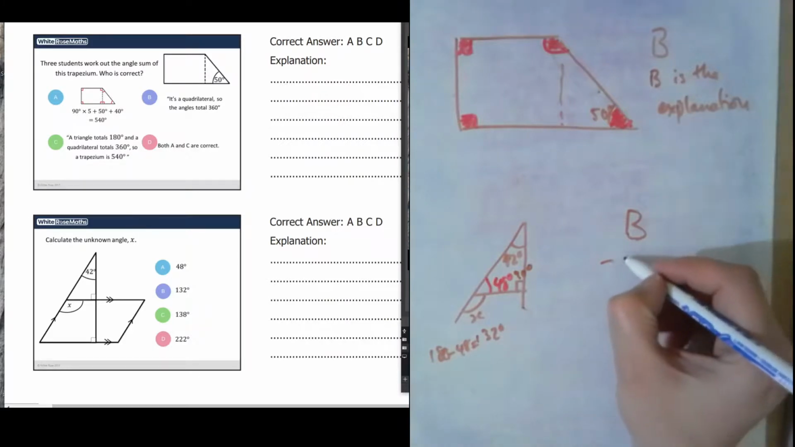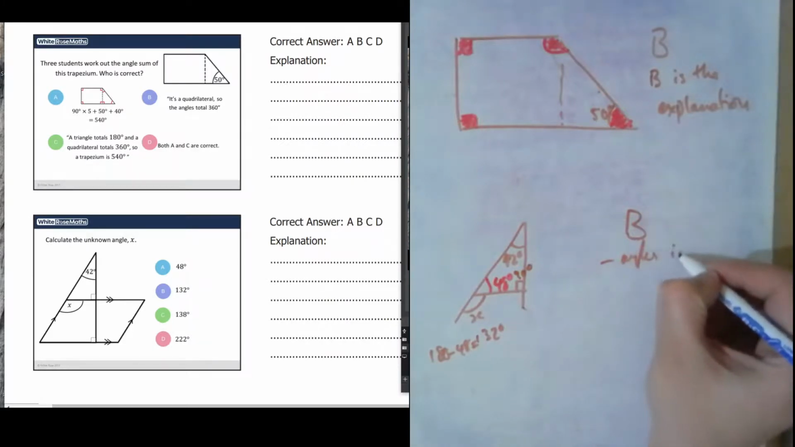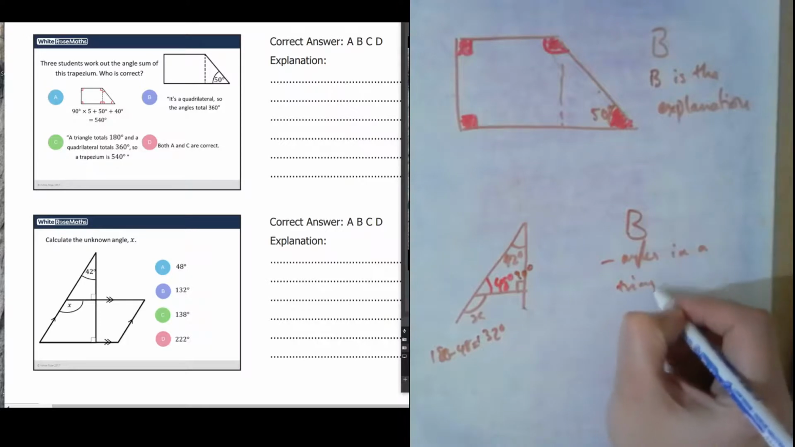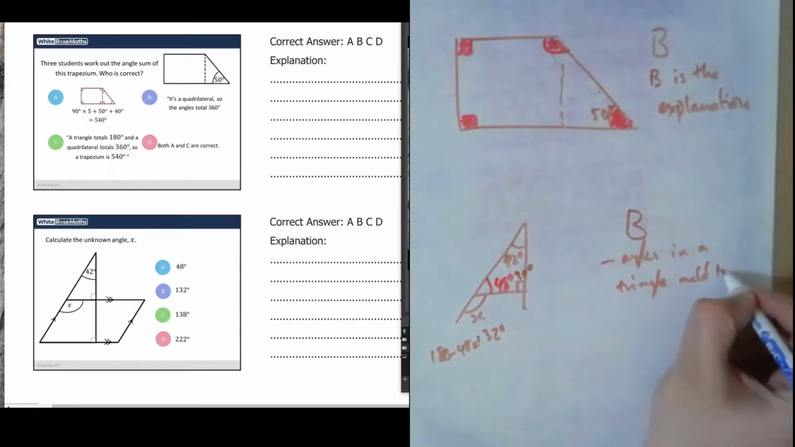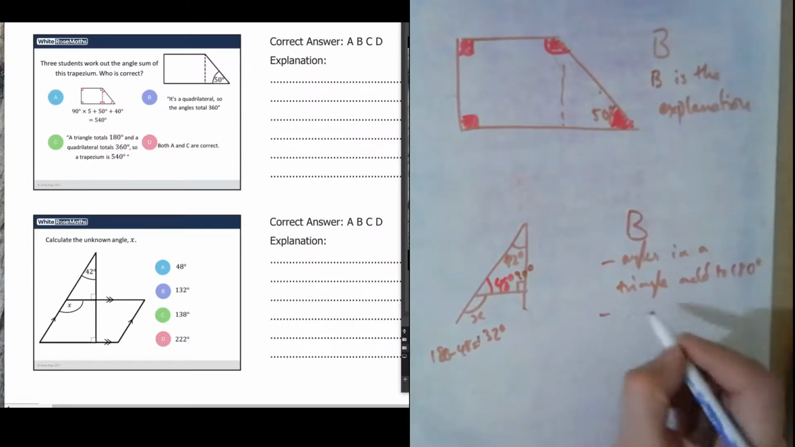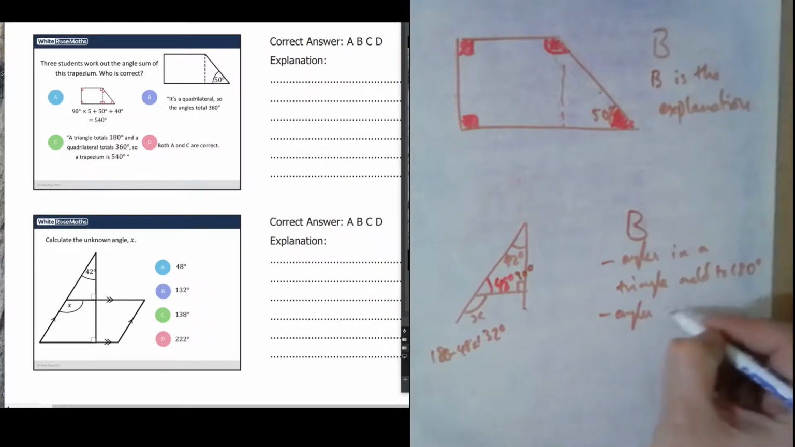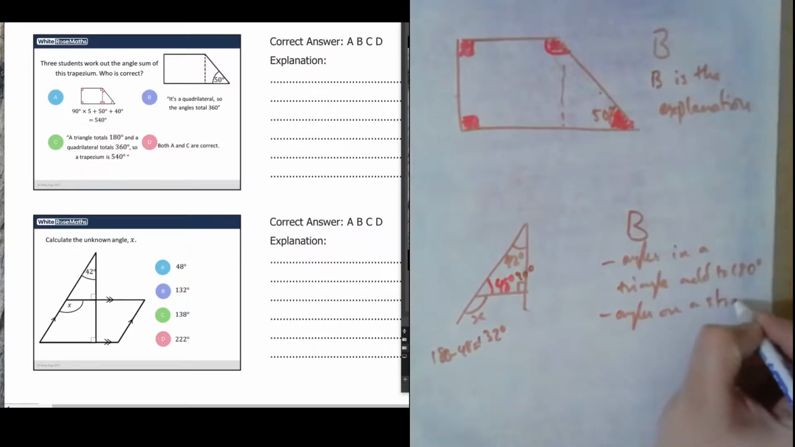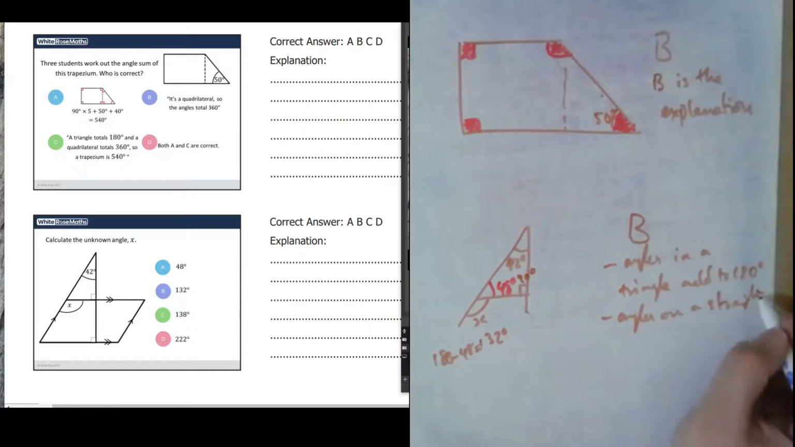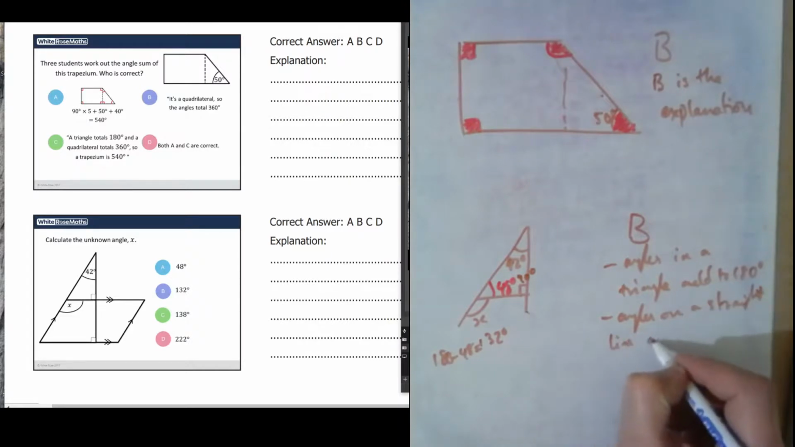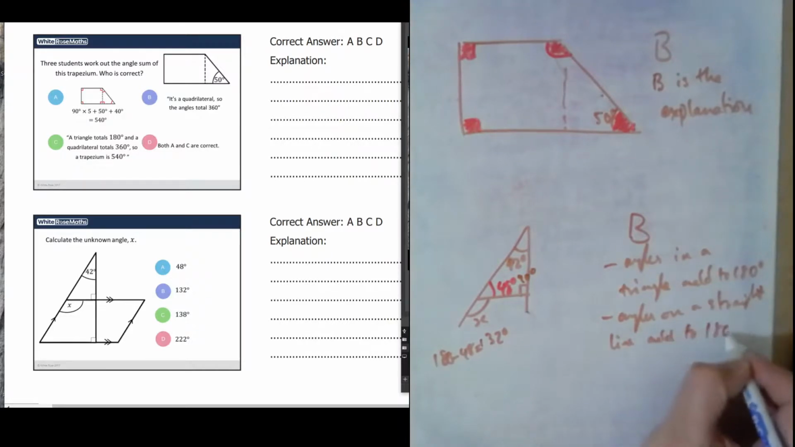So the two explanations I need is angles in a triangle add to 180 degrees, and then I've got angles on a straight line add to 180 degrees.